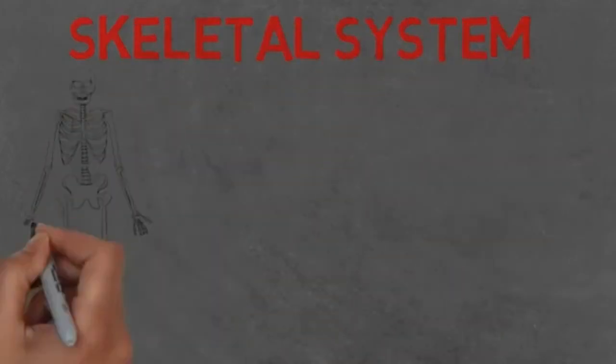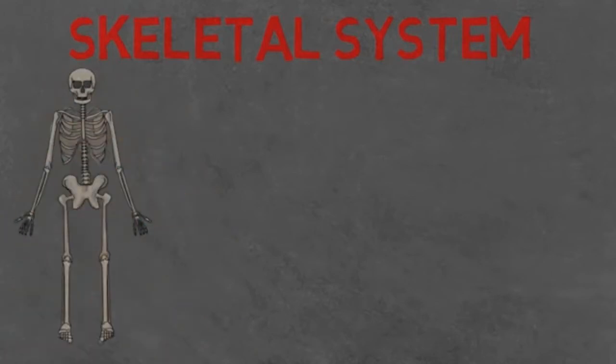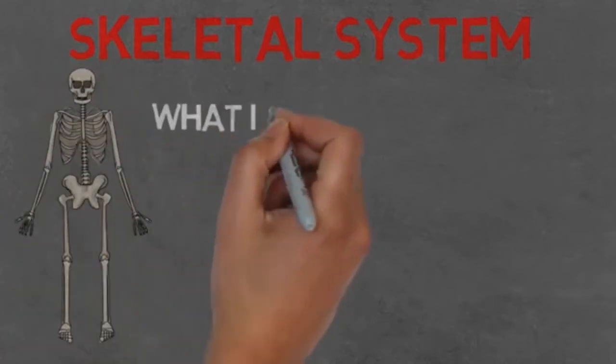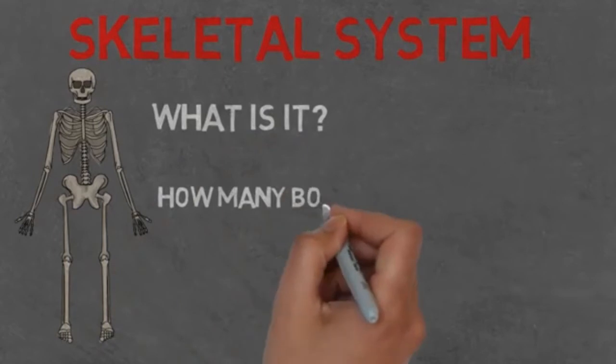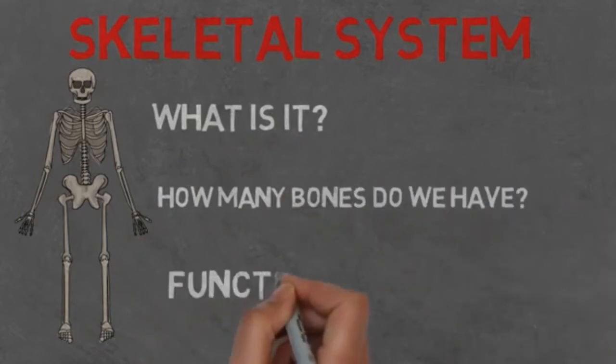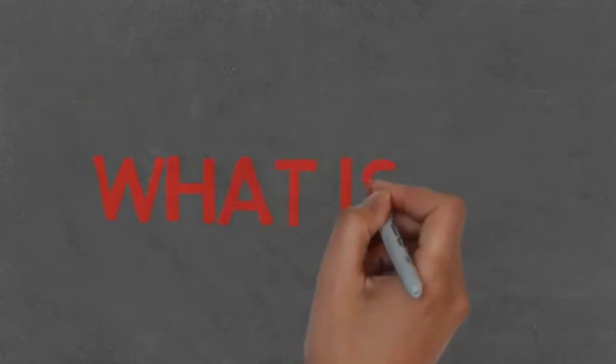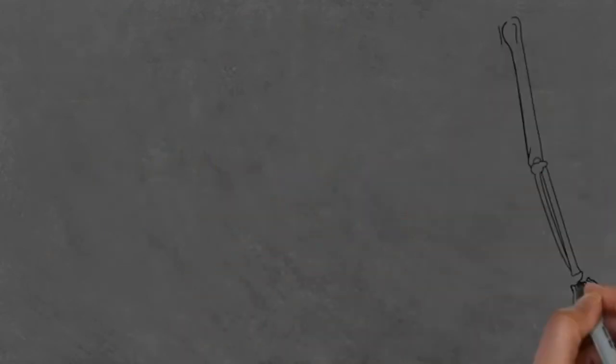Today we are going to learn about the skeletal system. We're going to look at what it is, how many bones do we have in our body, and what are the functions of the skeletal system. Let's start off with what is the skeletal system. The skeletal system is comprised of bones and joints.